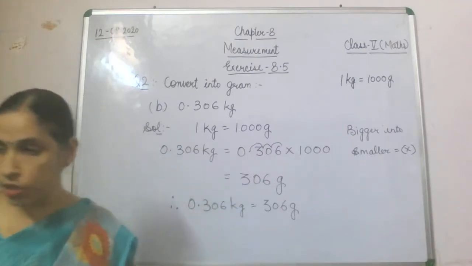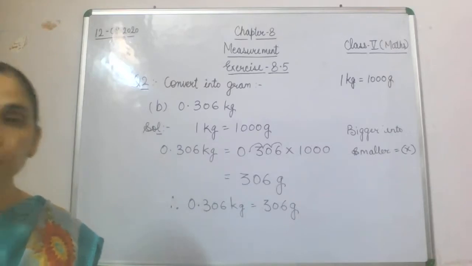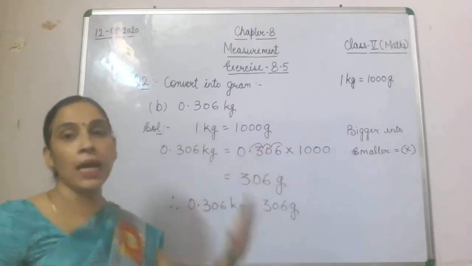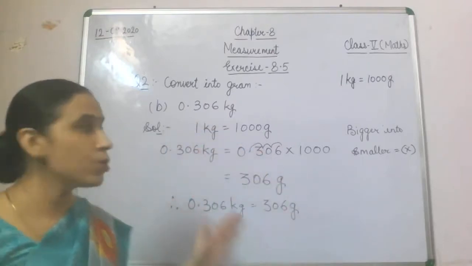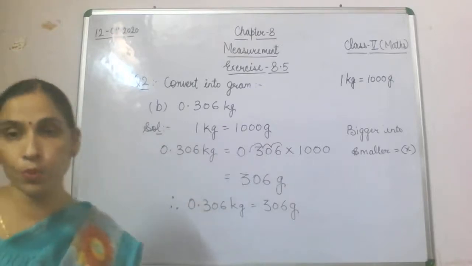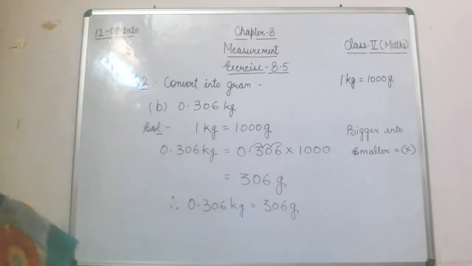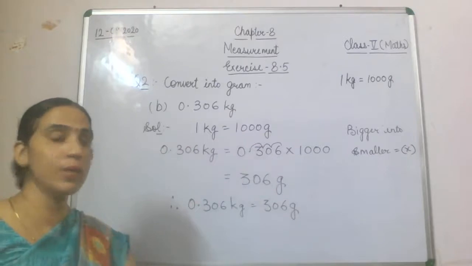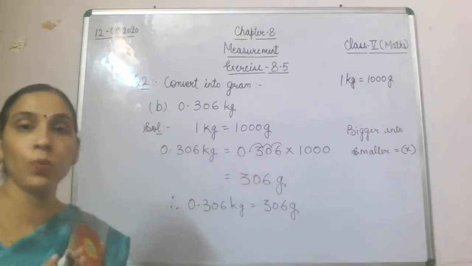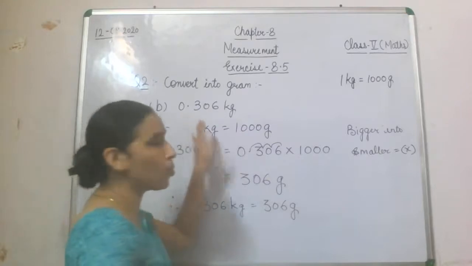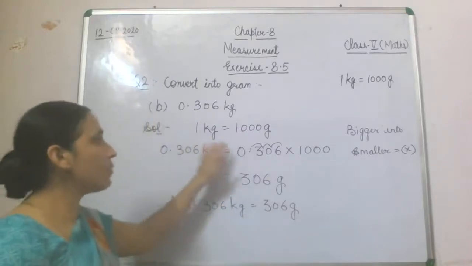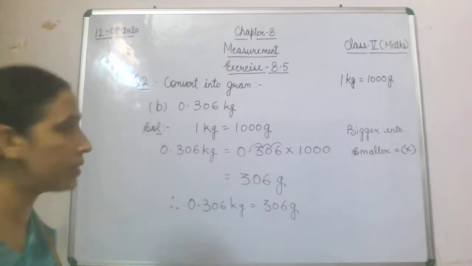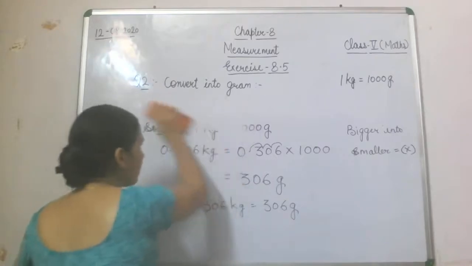So what we have done in this question? In this question you have been given a quantity in decimal in kg, and that you are supposed to change into gram. So whenever a smaller unit is supposed to change into a bigger unit, that will be divide, but when you are supposed to convert a bigger unit into smaller unit, then you will multiply. So that only we have done: 0.306 kg will be multiplied by 1000. Similarly, we have our next question also, C part. C part is also same.